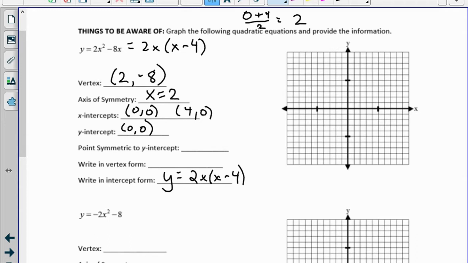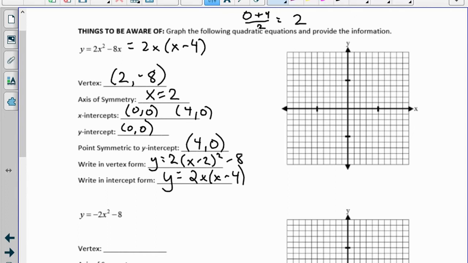The point symmetric to the y-intercept will be at 4, 0. Because it's basically the exact same distance away from the vertex, just on the other side. And so I could write this in vertex form, y equals 2, don't forget the a value, times x minus 2 squared minus 8.